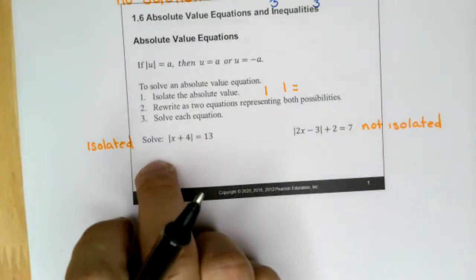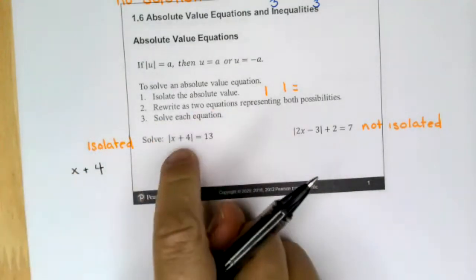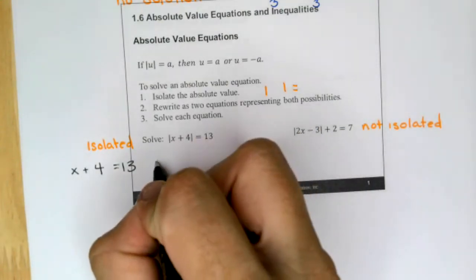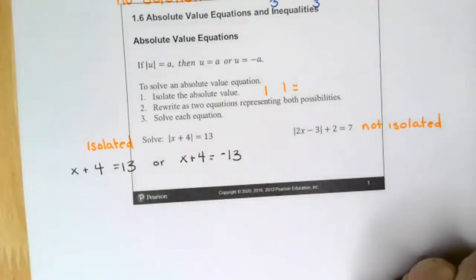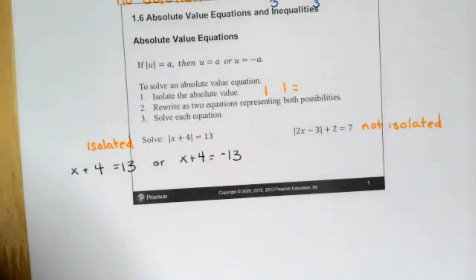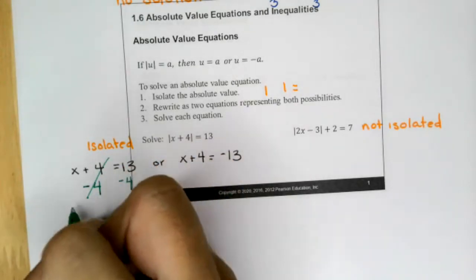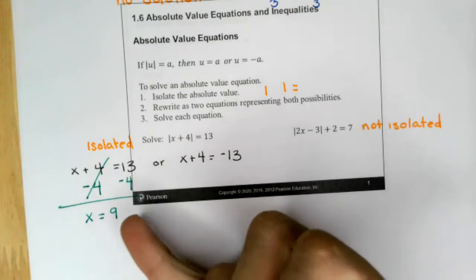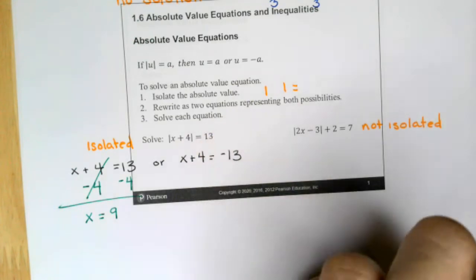So this is already isolated, like we said, so we're going to rewrite as 2 equations. X plus 4 equals 13, or that same x plus 4 equals the opposite of 13, which is negative 13, all right? Now, all we're going to do is solve for x. So in this case, that means subtract 4. X is 9. 9 plus 4 is 13. The absolute value of 13 is 13, so that's okay.